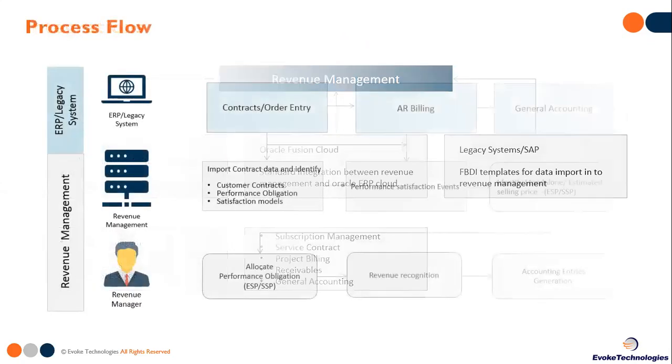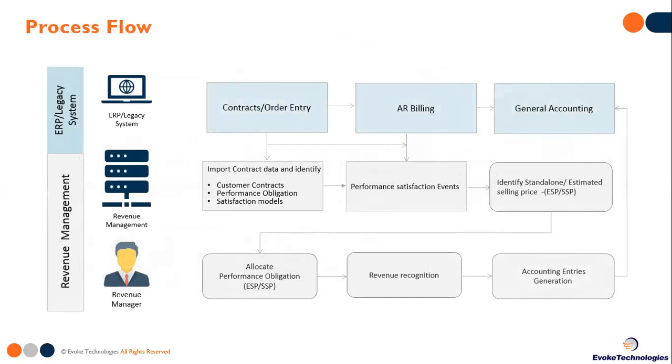Let us move to the next slide. Let us understand the process flow. So we understand that contracts or order entry will happen in the respective ERP or legacy system. Once the contracts or orders are fulfilled or shipped, it goes to the AR for billing. Once the billing is completed, it goes to general ledger for accounting. And these contract or order details are imported into the RMCS module.